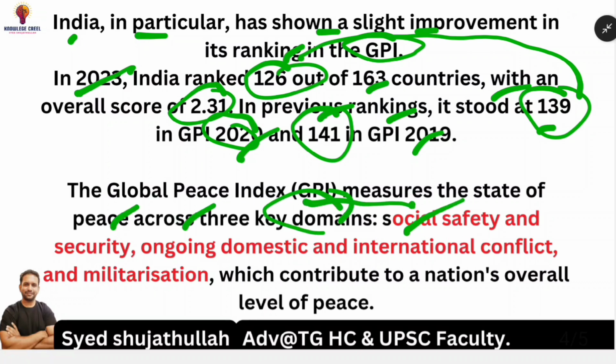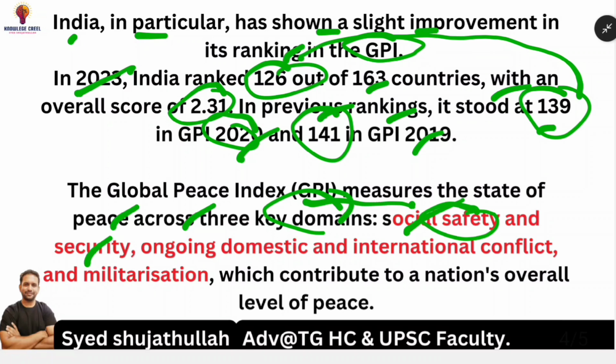The first one is social safety, which means in the society all the people are safe with regard to their well-being, with regard to physical assault, with regard to arbitrary government action or abuse of power, and so forth. So social safety and security is one parameter.